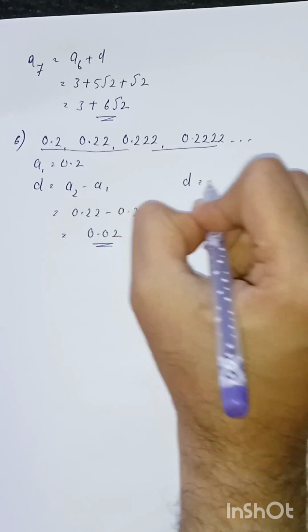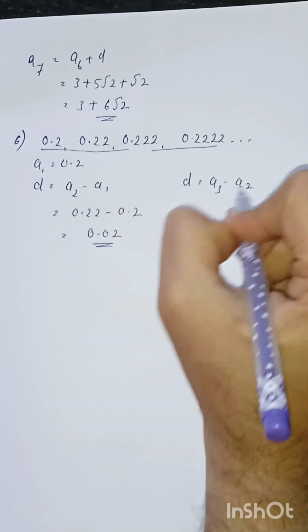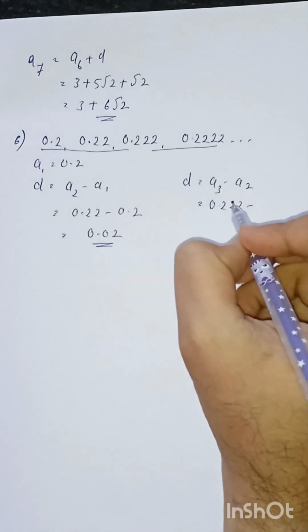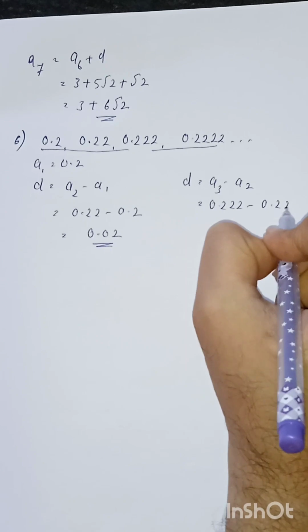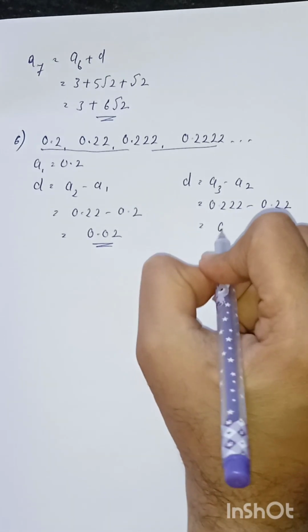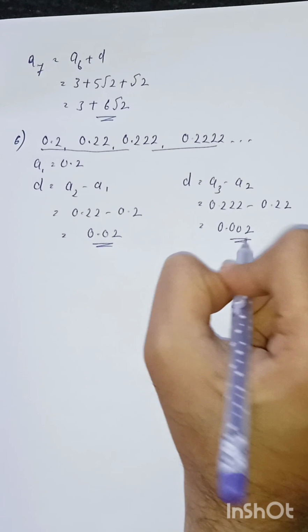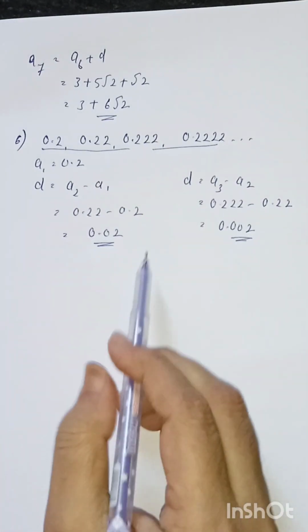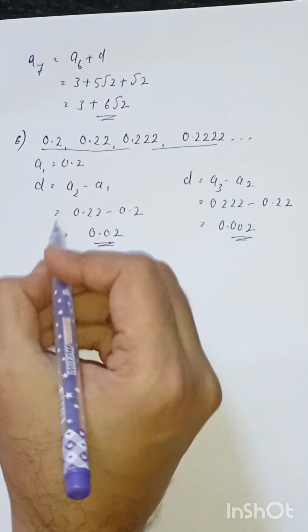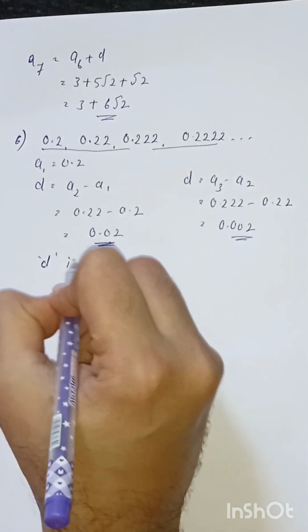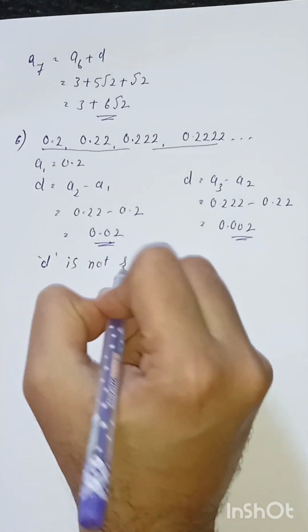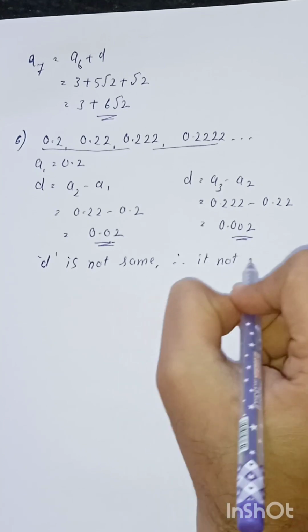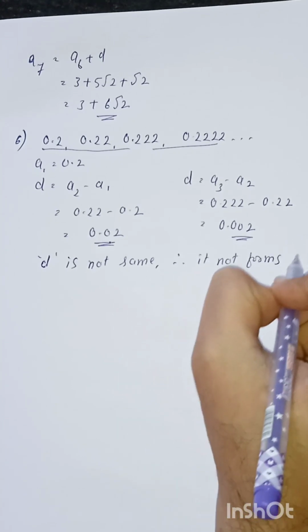In the same way, D is A3 minus A2. What is A3? 0.222 minus A2, which is 0.22, and you will get the answer 0.002. Now we can clearly observe that the common difference is not the same, so it does not form AP.